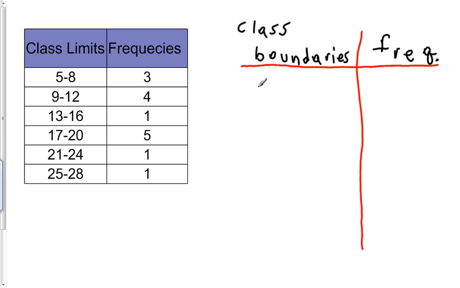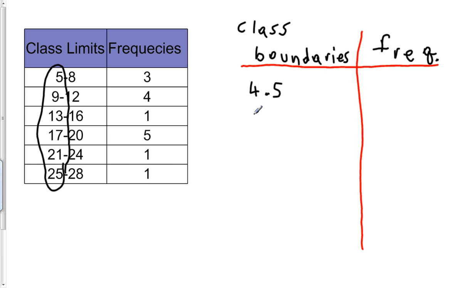So from all my lower class limits, which are these numbers over here, I'm going to subtract 0.5. So let's start with the first class. The lower class limit of the first class is 5. If I subtract 0.5 from 5, I get 4.5. The next class, lower class limit is 9.